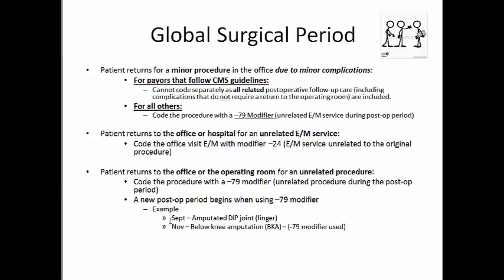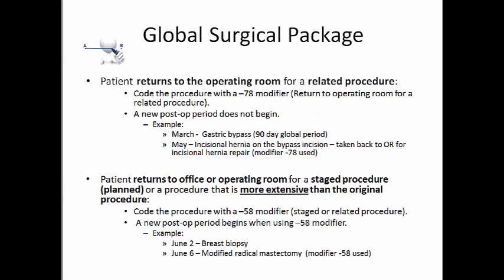And then here's just a quick example. September, and they had an amputated DIP joint of the finger. November, they're coming back for below knee amputation. 79 modifier is used. And then here, patient returns to the OR for a related procedure. Now you would code that procedure with a 78 modifier, and a new post-op period does not begin because it's related to the original procedure.